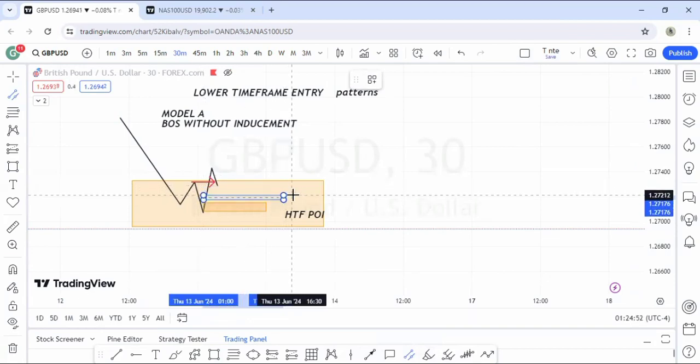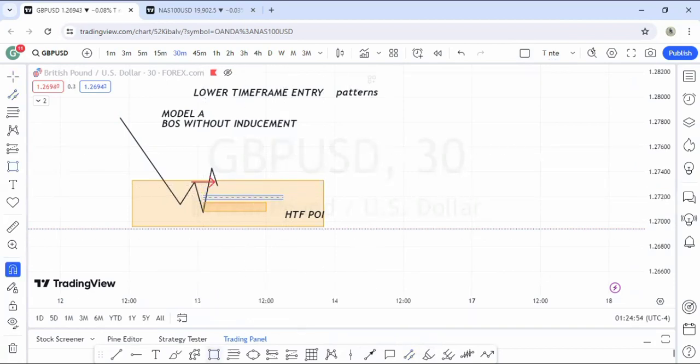You can see an imbalance here, and you can also see a breaker. Everything is just lining up. So you're asking, where should I put my entry? Should I put my entry at this breaker? Should I put it at this imbalance? Should I put it at this other block? You'll be wondering, what should I do? Right? Now, that question is built by experience.